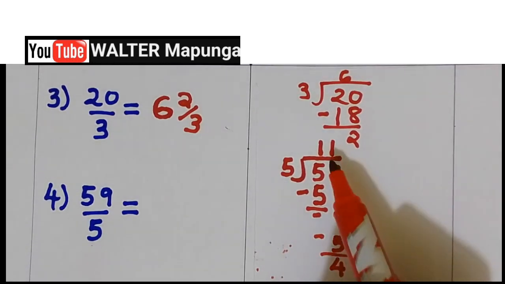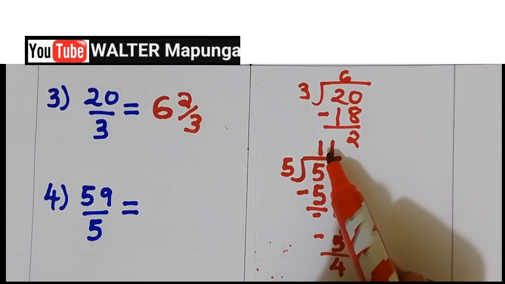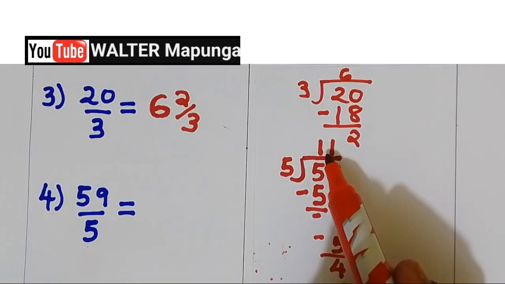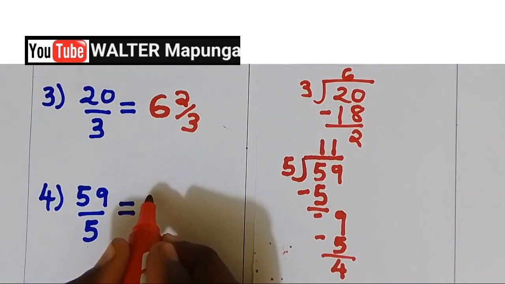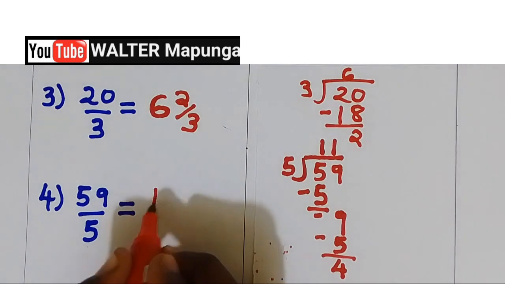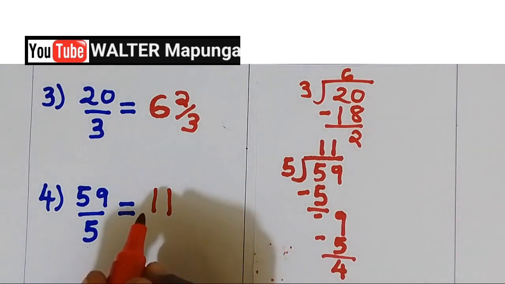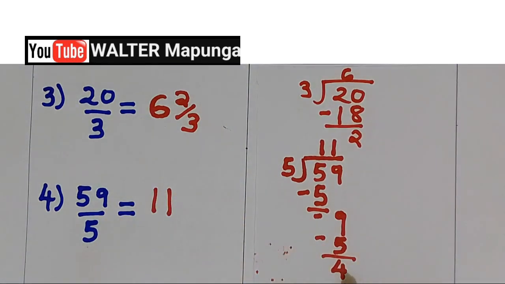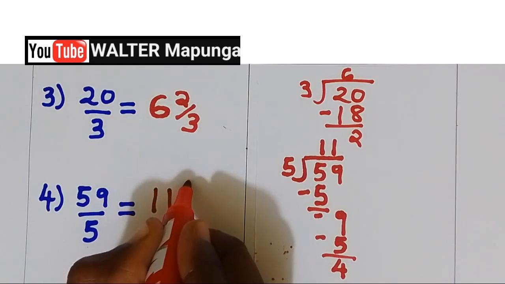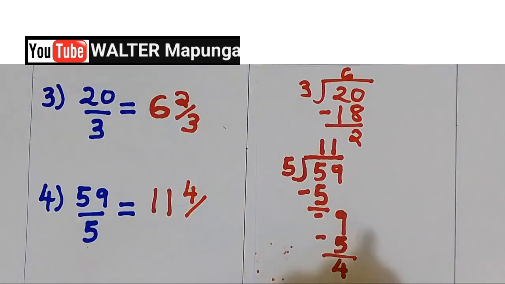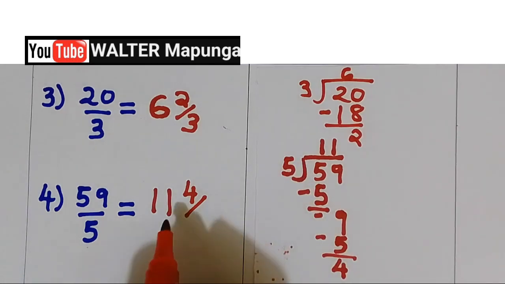So my quotient is going to give me the whole number, which is going to be 11. So 11. My remainder is going to give me the numerator, 4 over, and the divisor is going to give me the denominator, which is going to be 5.